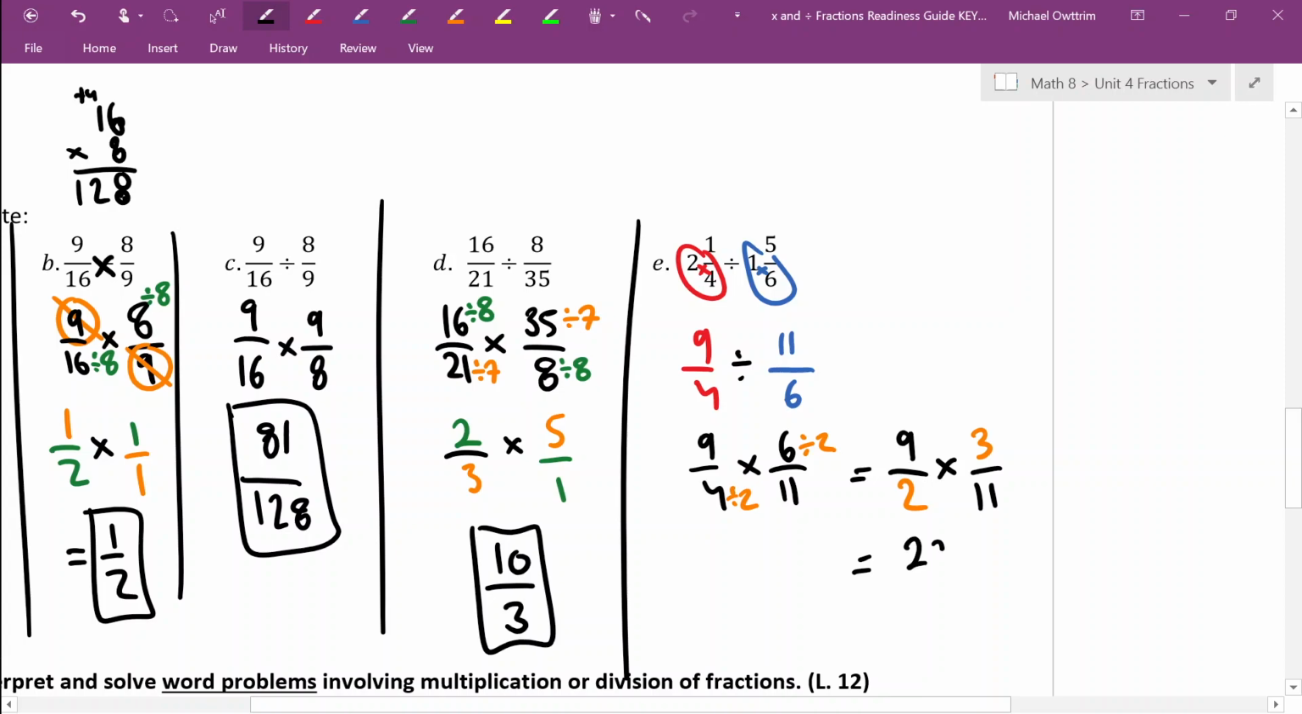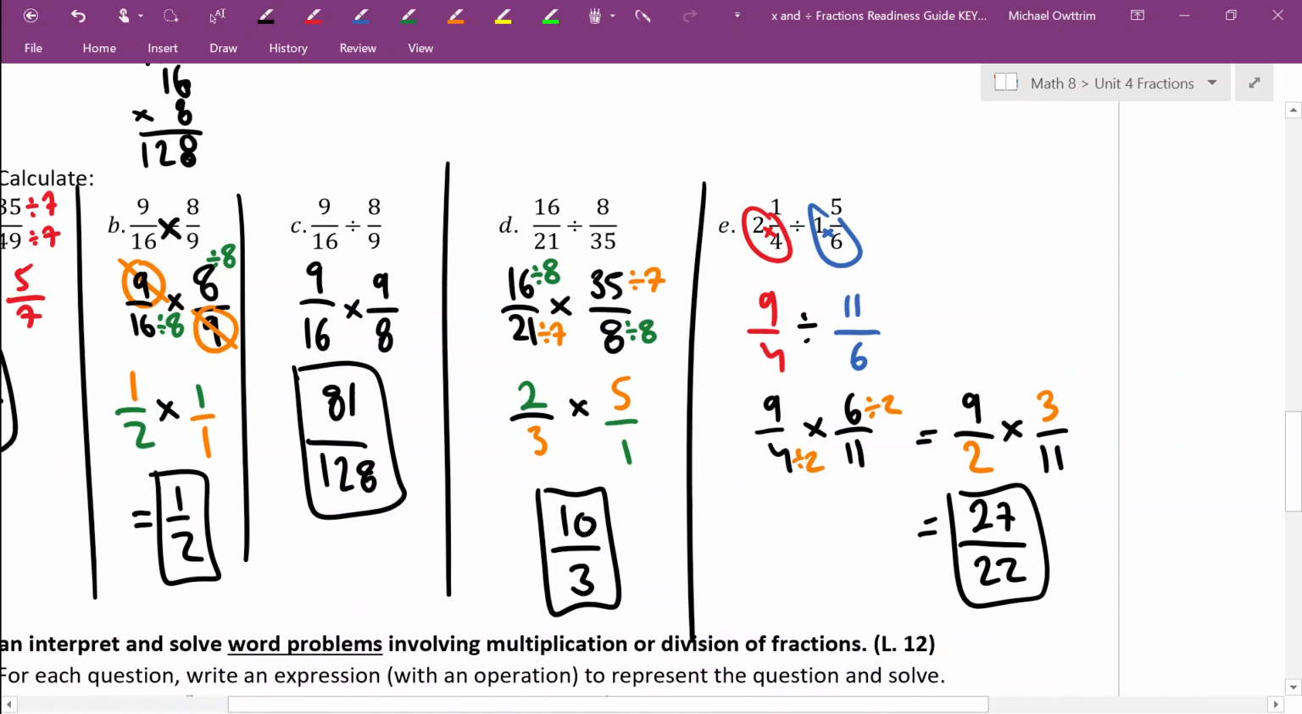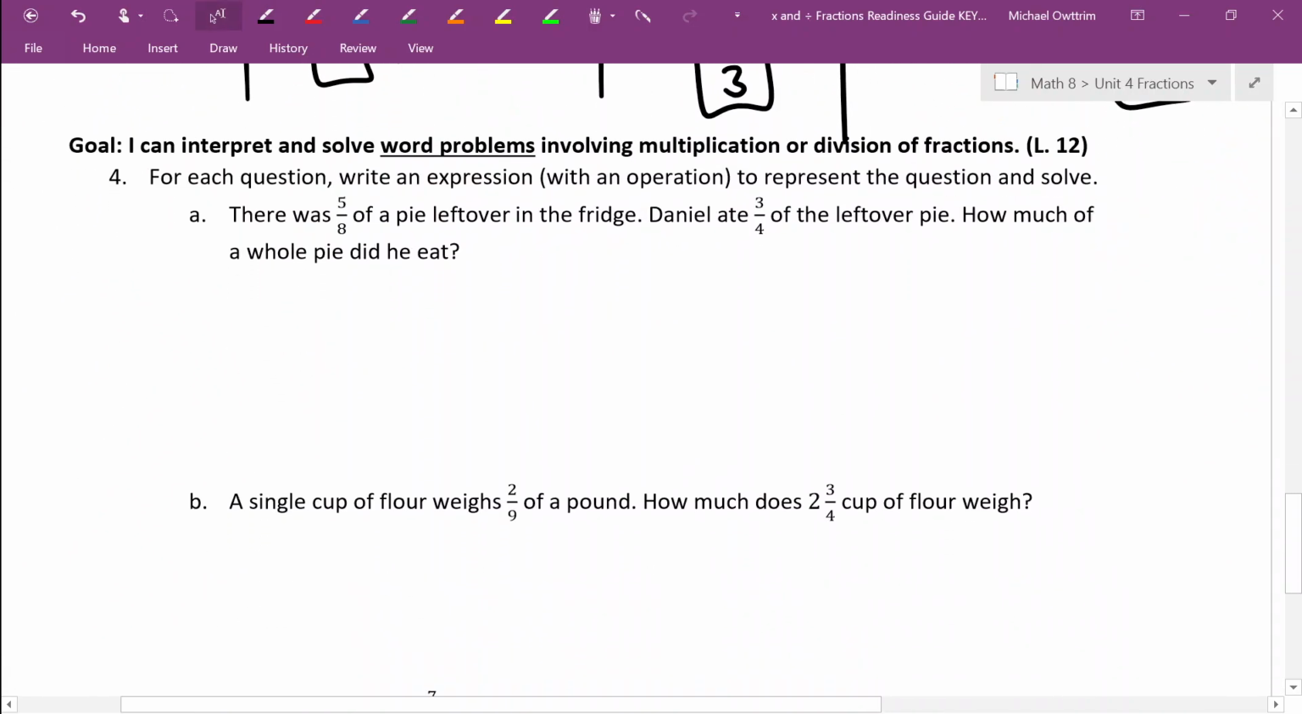9 times 3 is 27, 2 times 11 is 22, and that's going to be my simplest answer there. Okay, in word problems, we want to fill in information to other parts of the question and look for connecting words that either mean multiply or divide.